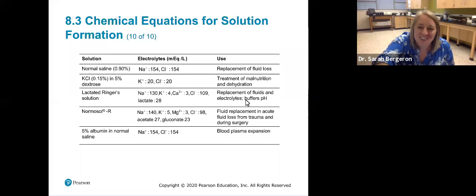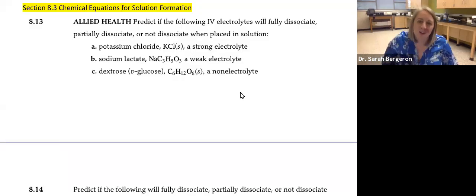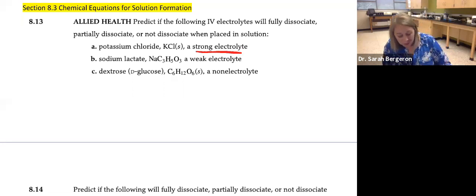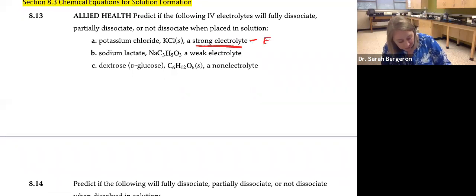Hold on. Okay, so we're working on our in class problems, right? Predict if the following IV electrolytes will fully dissociate, partially dissociate, or not dissociate when placed in solution. Potassium chloride, a strong electrolyte. If it's a strong electrolyte, by definition, what's it going to do? It is going to fully dissociate.